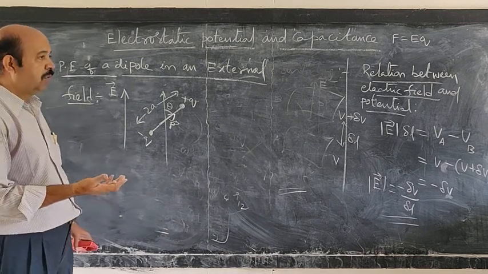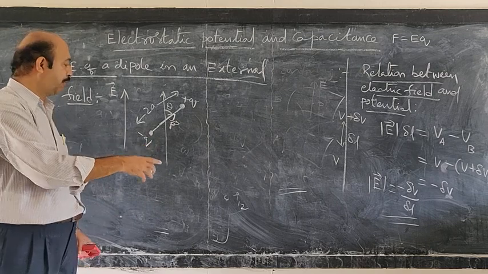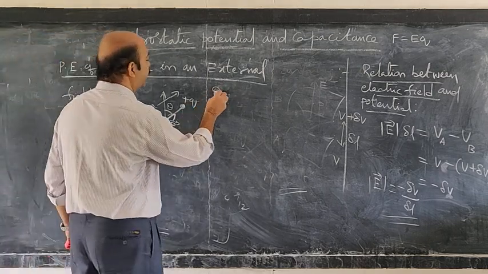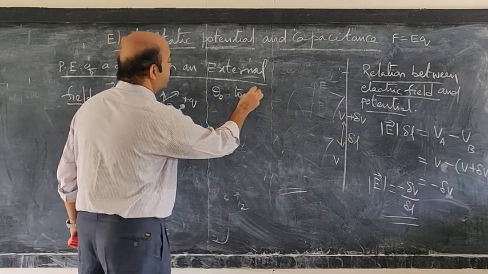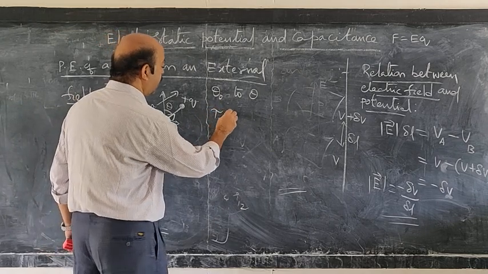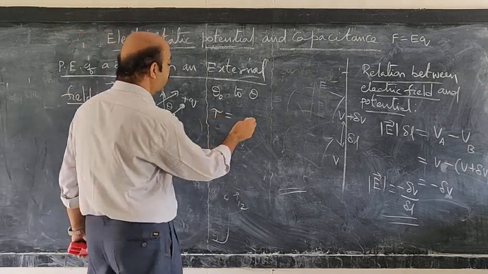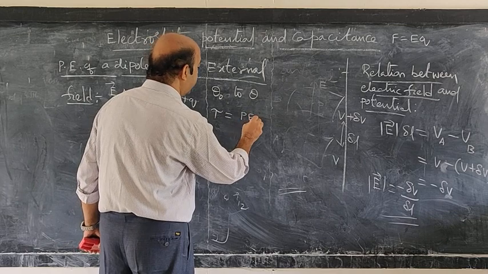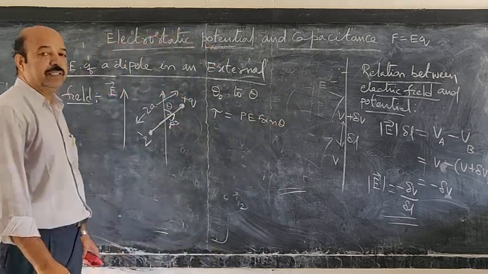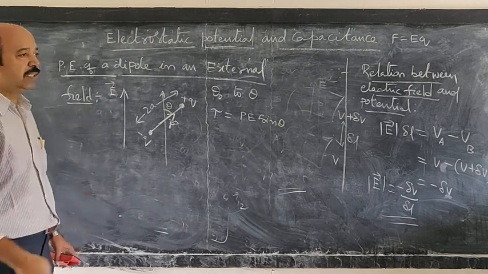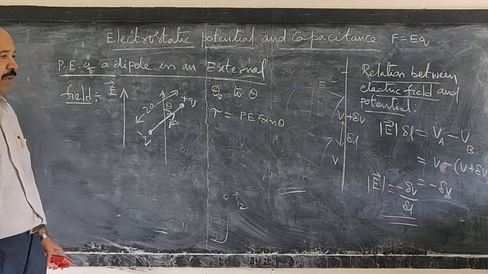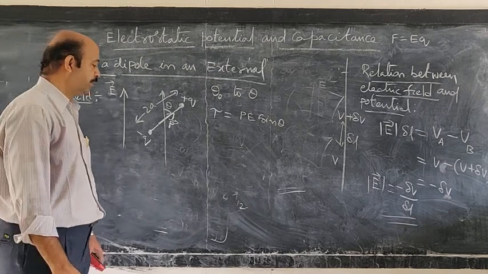So let us assume an equal and opposite torque is applied on the dipole to bring it from some angular position theta naught to some theta, and we already derived that the torque acting on the dipole is given by P cross E. So the magnitude of the torque is PE sin theta, and using the right hand thumb rule you can find the direction of the torque or the moment of the couple.